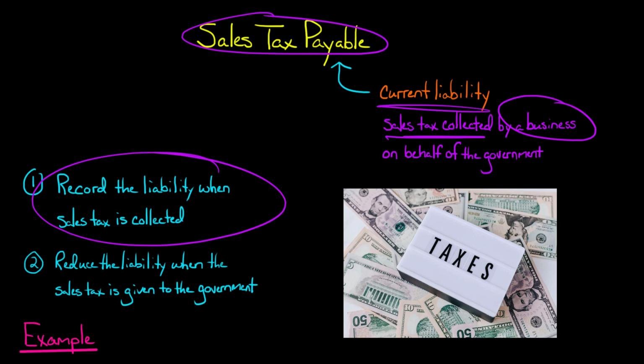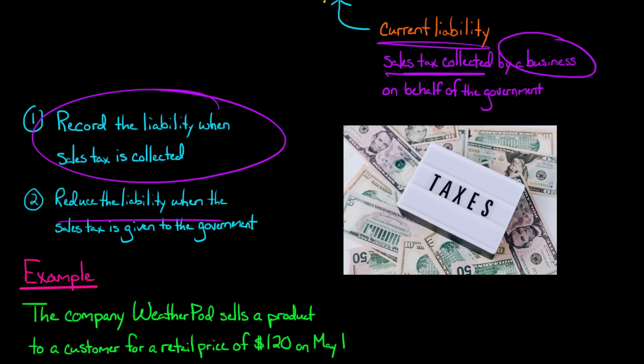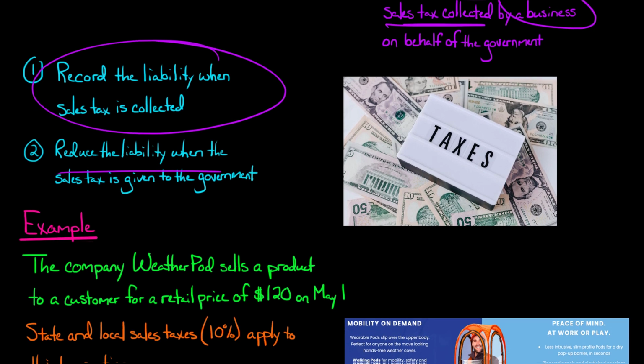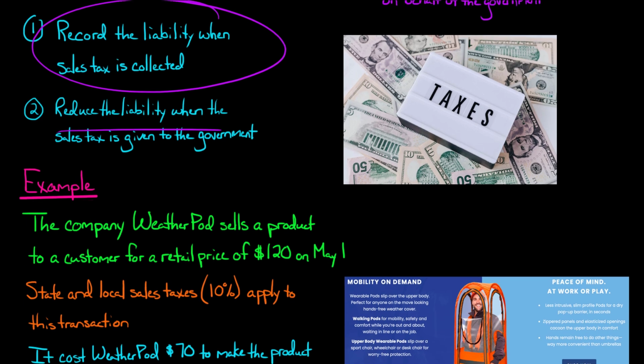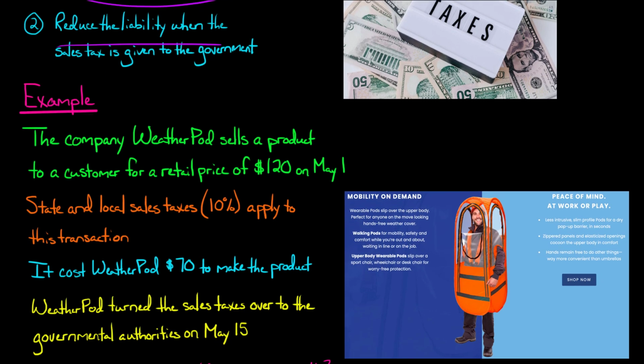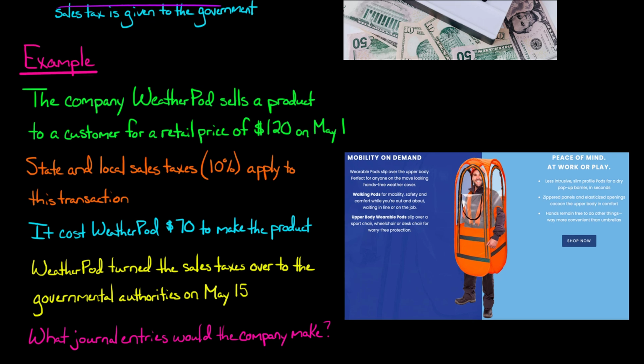It has to turn it over to the government, and it's going to then reduce the liability when that sales tax is turned over to the government. Okay, so the company's going to collect money on behalf of the government, record a liability, and then reduce that liability after it's turned money over to the government. So let's do an example.